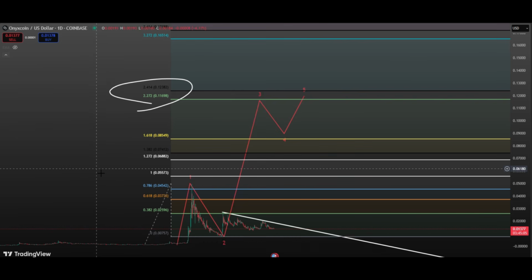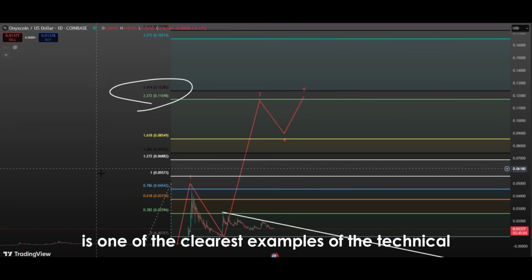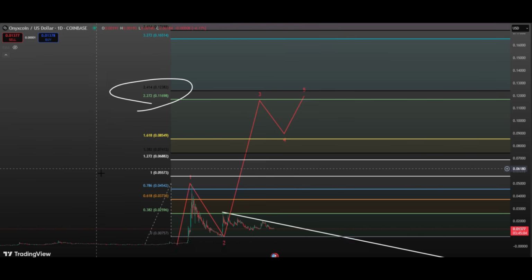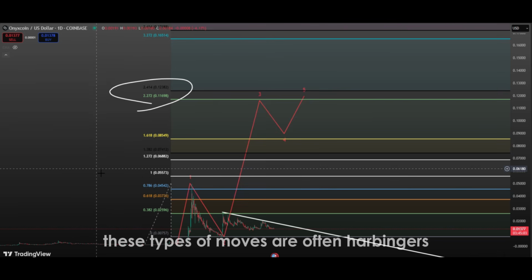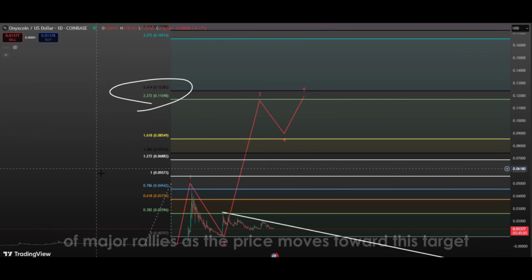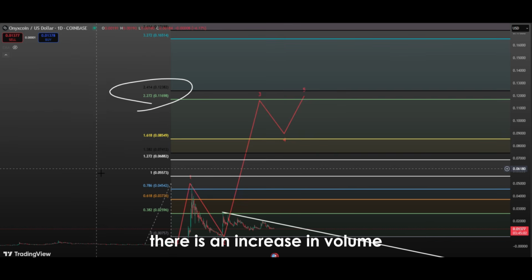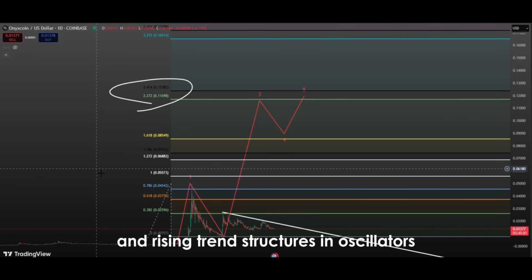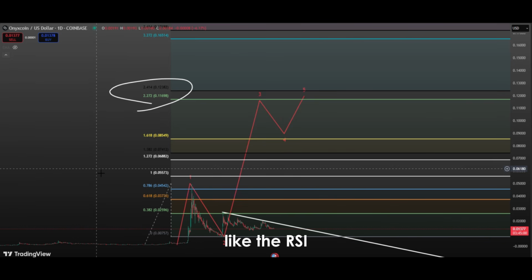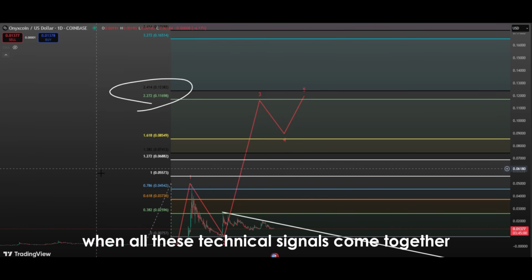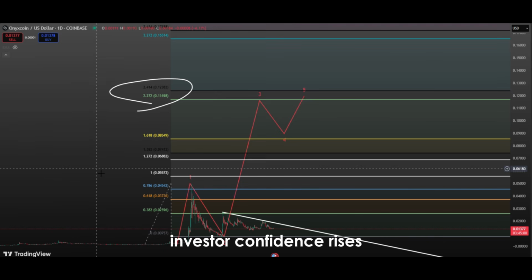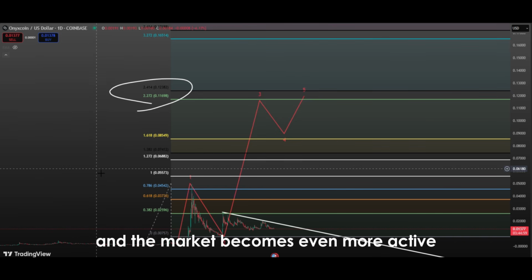the market. The extension of the third wave to the 2.272 Fibonacci level is one of the clearest examples of the technical definition of a strong trend. These types of moves are often harbingers of major rallies. As the price moves toward this target, there is an increase in volume, strengthening momentum indicators, and rising trend structures in oscillators like the RSI. When all these technical signals come together, investor confidence rises, and the market becomes even more active.